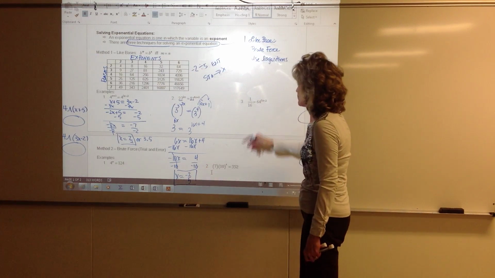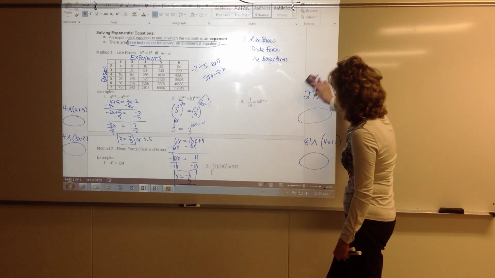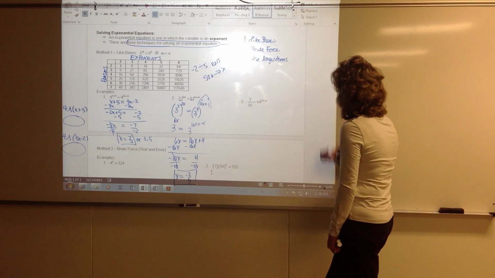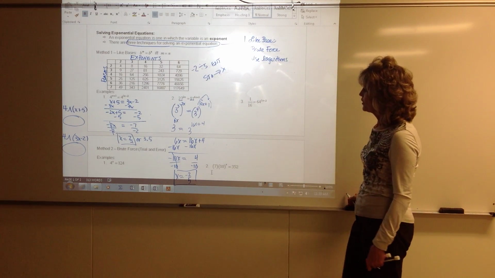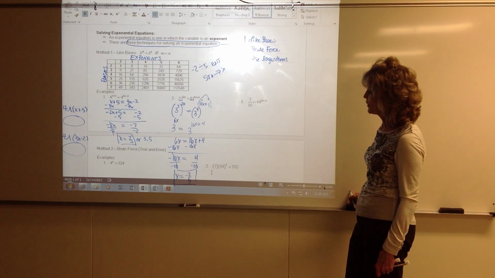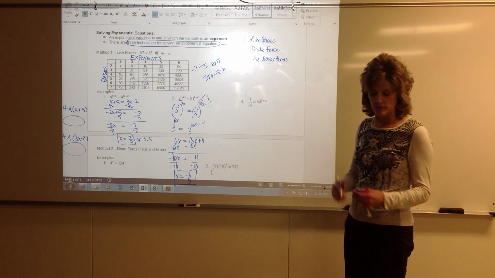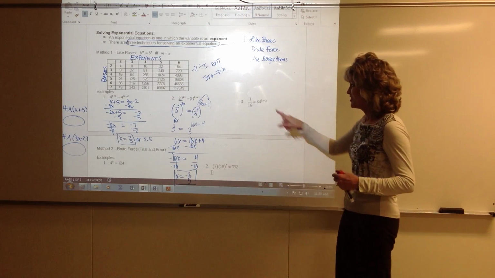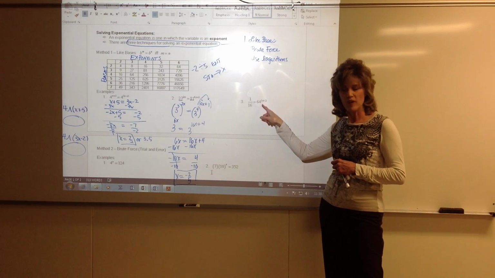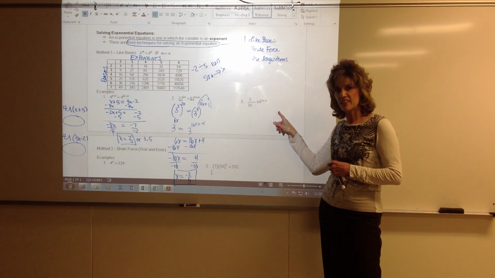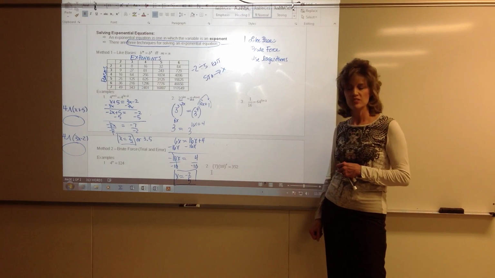Here's one more. 1/16 equals 64 to the 3x minus 2 power. Solve. What does that mean? That means find the variable, solve for x. What value of x will make the left side and the right side have the same value?